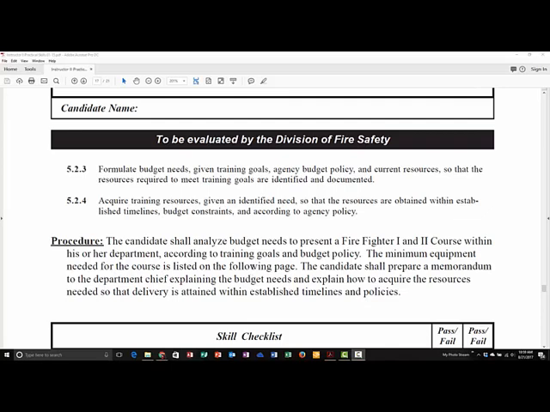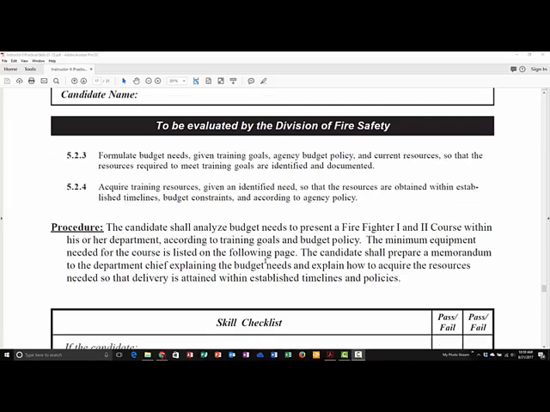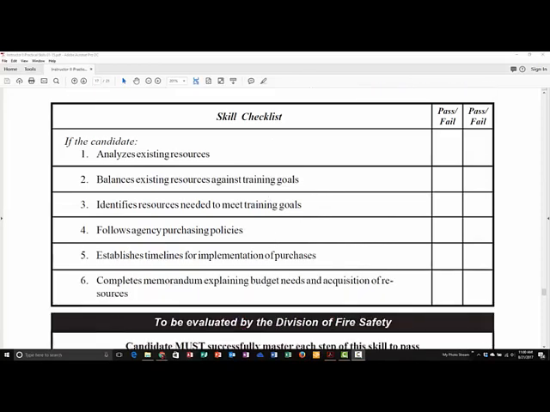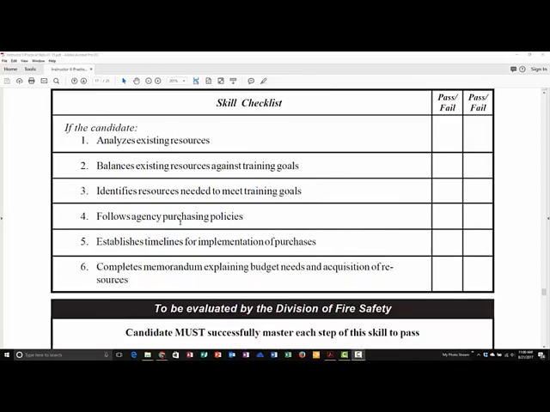You may decide that there are some things that are disposable that you need to buy. For example, you may need bales of hay to simulate ground cover fire, or you may need propane fuel for the props, or you may need to bring in cars for extrication. Whatever things you might need to present a Firefighter 1 and 2 course, that's what you're going to be looking for prices on and gathering information for.